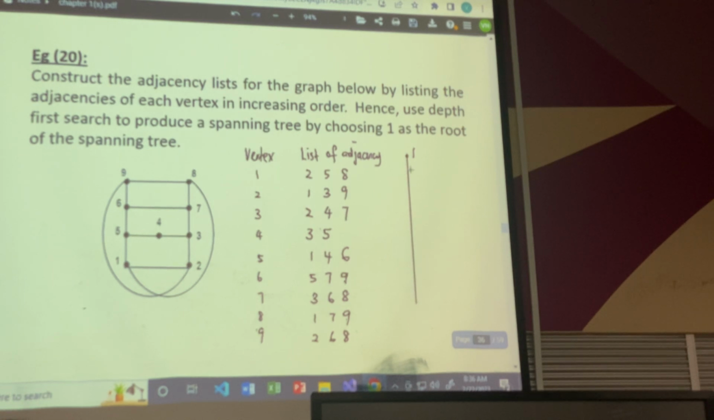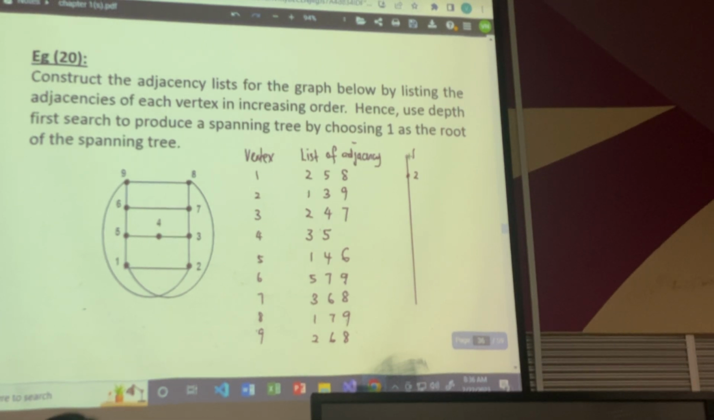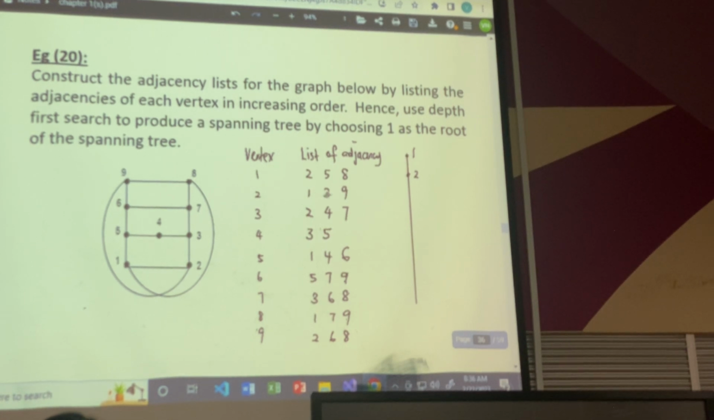I draw first. So this one is 1 to 2, right? And then you come to vertex 2, and the first one it is connected to is 1, but 1 is the root already. So we will go to the second one, which is 2 connected to 3. So we will continue here from 2 to 3.